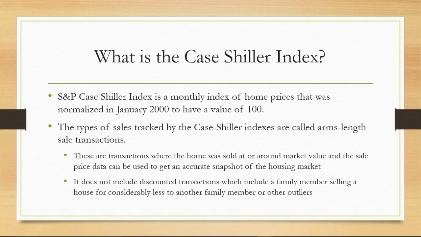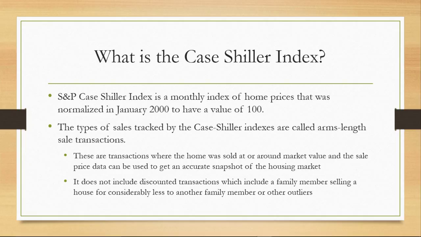First, we'll go over some definitions and some background on the Case-Shiller Index. So, what is it? The S&P Case-Shiller Index is a monthly index of home prices that was normalized in January 2000 to have a value of 100.